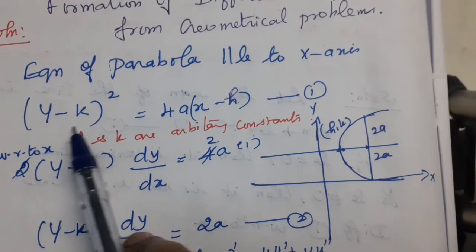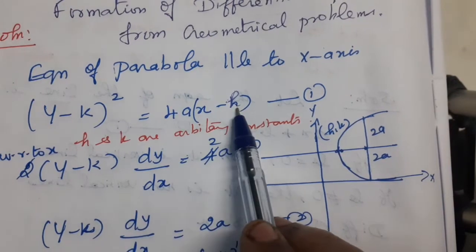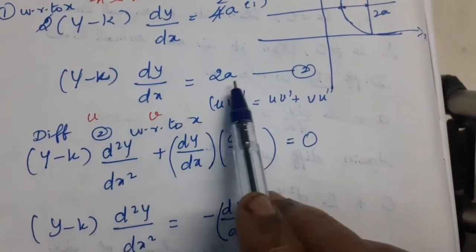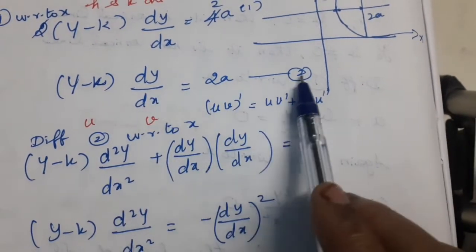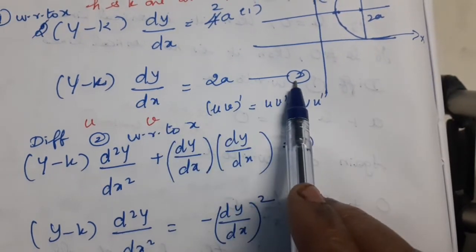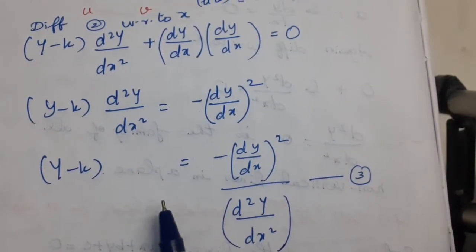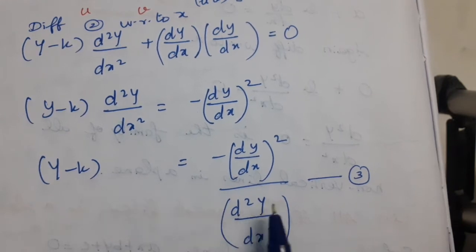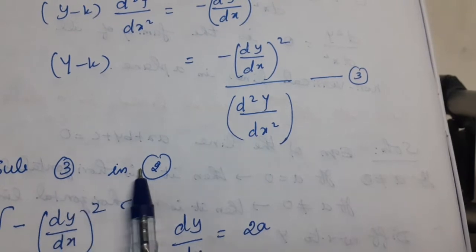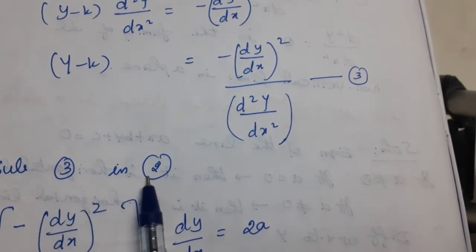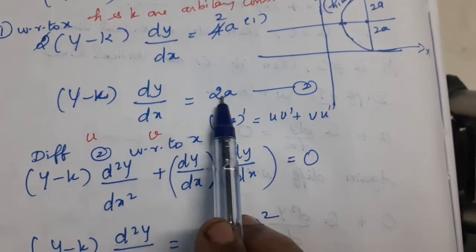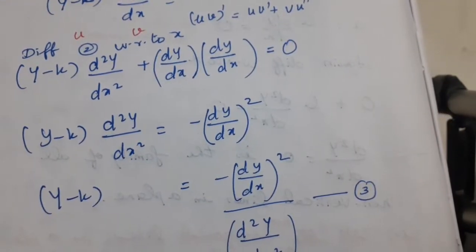What is equation 1? y minus k the whole square equal to 4a into x minus h, the equation of parabolas parallel to the x-axis. Keep it as equation 1. After differentiating with respect to x, keep that equation as equation 2. Now again the second derivative; apply the uv rule again and keep that as equation 3. Now substitute the third equation in the second. What is the second equation? y minus k into dy by dx is equal to 2a.